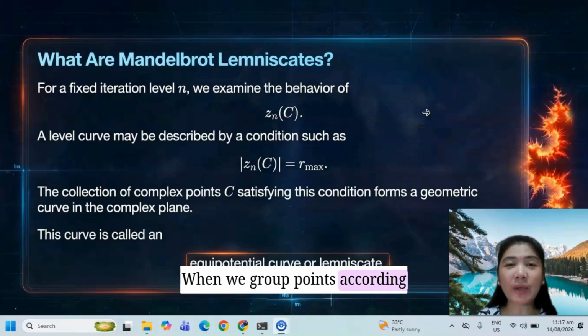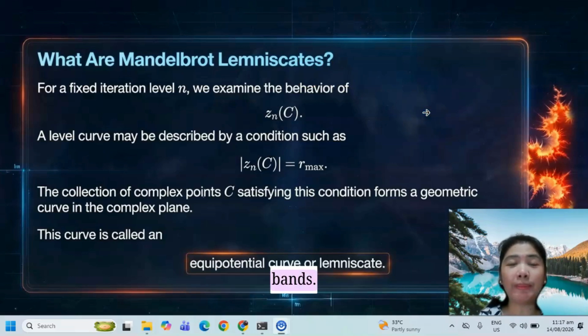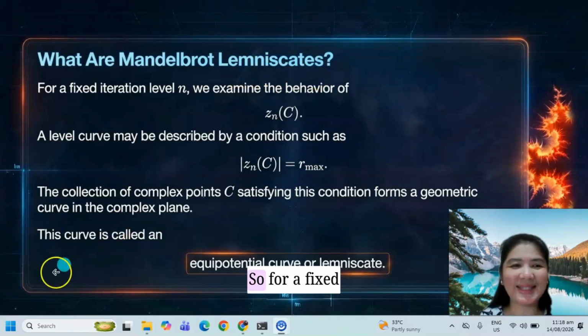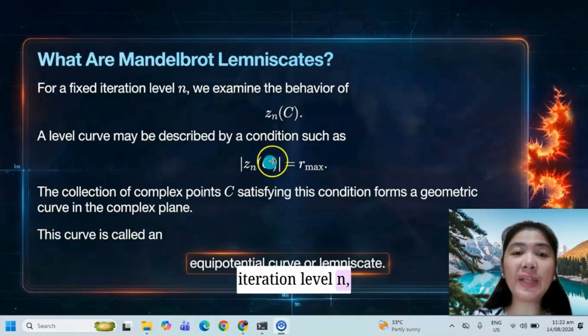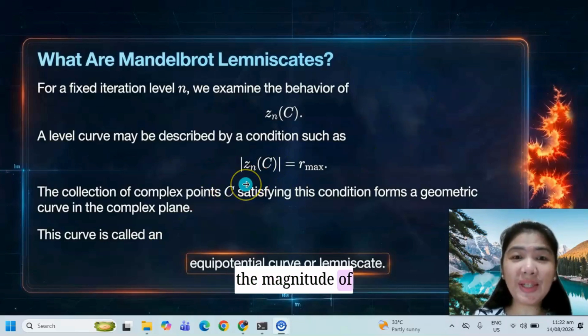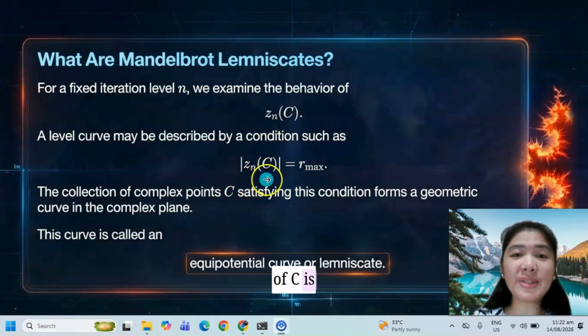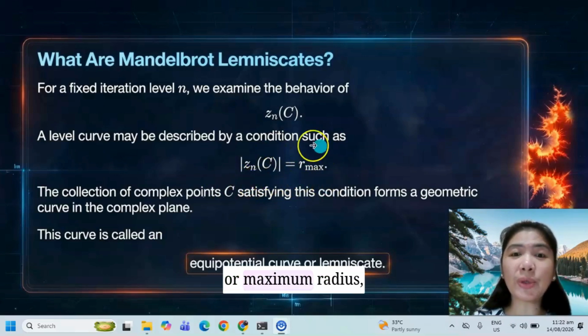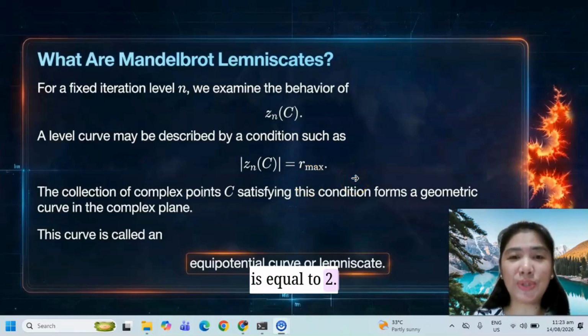When we group points according to their escape count, they form distinct colored bands, and then tracing the precise boundaries separating these bands yields curves called lemniscates. So for a fixed iteration level n, these curves are described by the magnitude of z sub n of c is equal to r max, or maximum radius, where maximum radius is equal to 2.